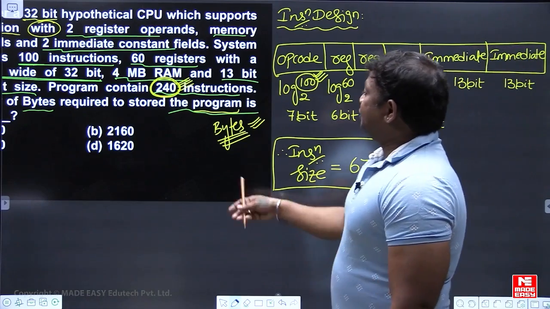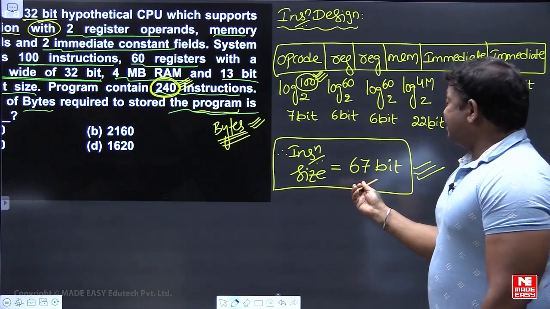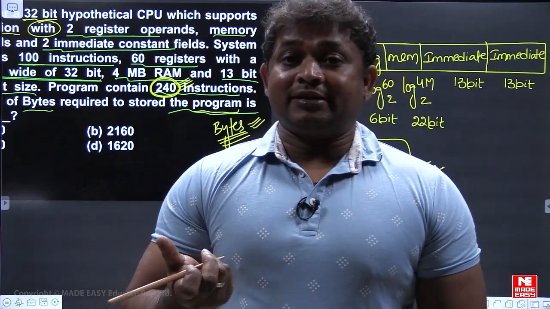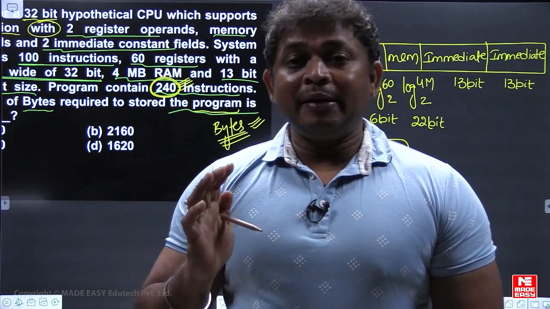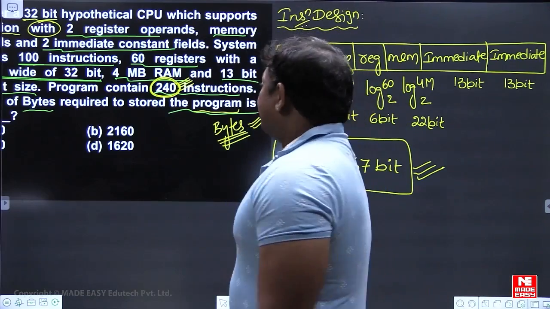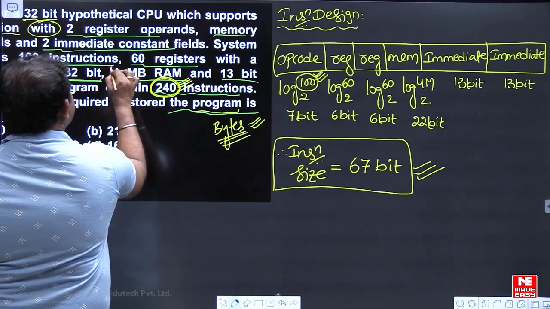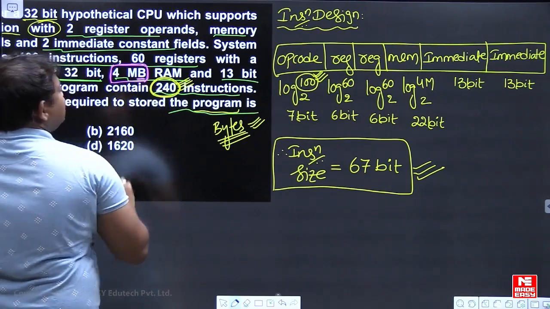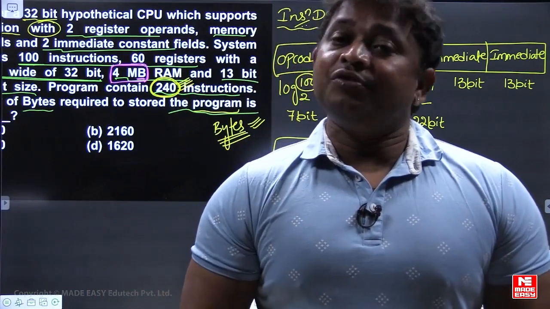Directly, what the students are doing is 240 instructions into each instruction 67 bits divided by 8, because the question is expecting the program space in bytes. So 240 into 67 divided by 8. That may be the answer given by the student. That is the wrong answer. The reason is memory is byte addressable memory. See this? Memory 4 MB. 4 MB means cell size is a byte. So in every cell we have only 1 byte of space. So you may store only 1 byte of information in one cell.